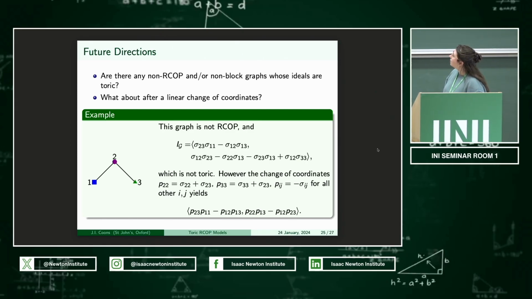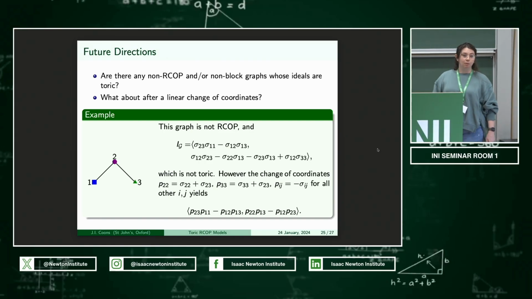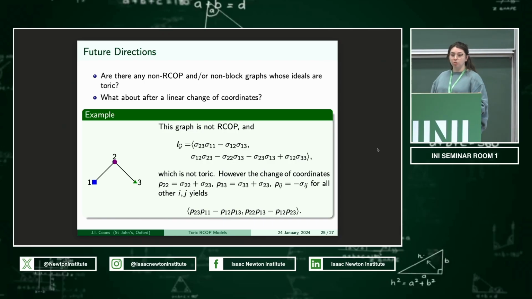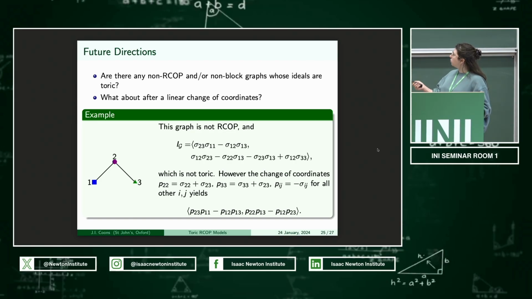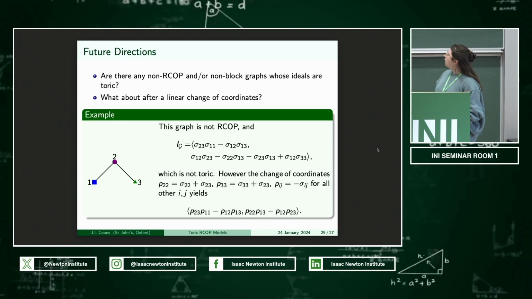But you also might ask, what about after a linear change of coordinates? There are definitely good examples of non-RCOP graphs where they're toric after a change of coordinates. Here's one, for example, definitely not RCOP because these two edges have the same color, but these two vertices don't. And as expected, its ideal is this. It's got this 4-term quadratic that I can't reduce down to a binomial.